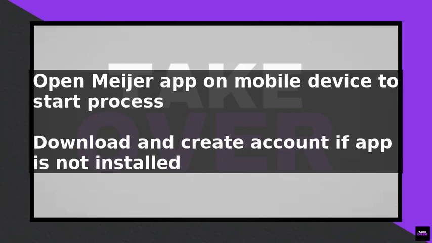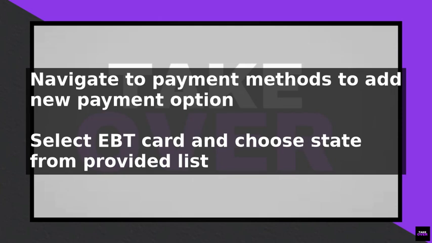Method. This will take you to a screen where you can add a new payment method. Select the option to add an EBT card and choose your state from the list provided. You will then be prompted to enter your EBT card information, including the card number and expiration date. Make sure to enter the information carefully and accurately to avoid any errors.